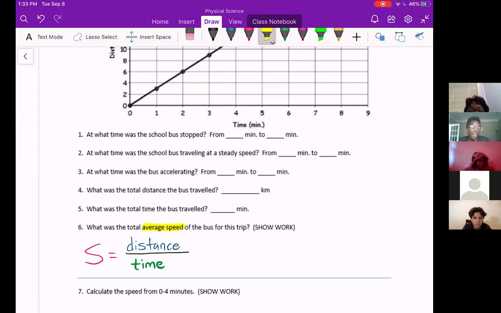So maybe I'm going 80, then I speed up to 82, and I slow down to 75. Average speed is saying, hey, I went to Florida, it's 300 miles away. It took me 5 hours to get there. I'm just gonna divide those two. So that's what we're gonna do right here.